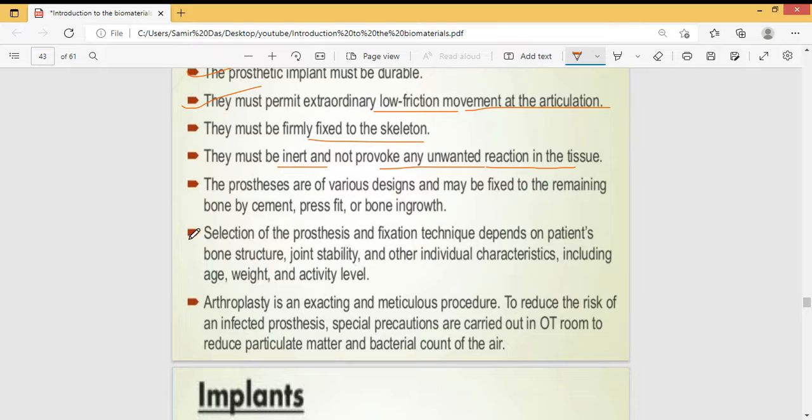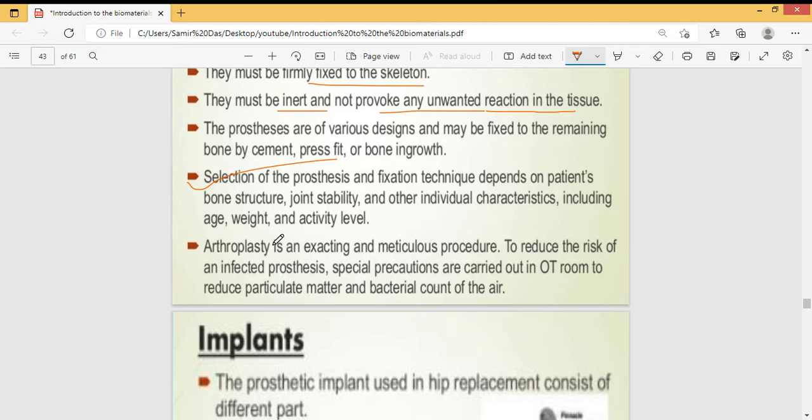Next is the selection of the prosthesis and fixation techniques, which depend on the patient's bone structure. Arthroplasty is an exacting and meticulous procedure to reduce the risk of infected prosthesis. Special precautions are carried out in the OT room to reduce the particulate matter and bacterial count of the air. Hip prosthesis is a very exacting and meticulous procedure. We have to keep in mind that no infection should take place while we implant it into the body.